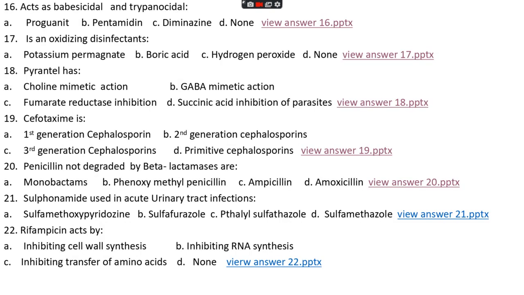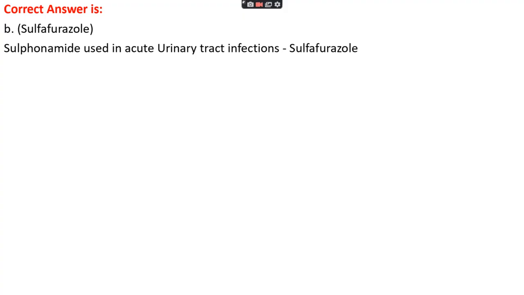Okay. Question number 21. Which sulfonamide is used in acute urinary tract infections? Option A, sulfamethoxypyridazine. Option B, sulfafurazole. Option C, thiosulfathiazole. Option D, sulfamethoxazole. The right answer is option B, sulfafurazole. The sulfonamide mainly used in acute urinary tract infection is sulfafurazole.